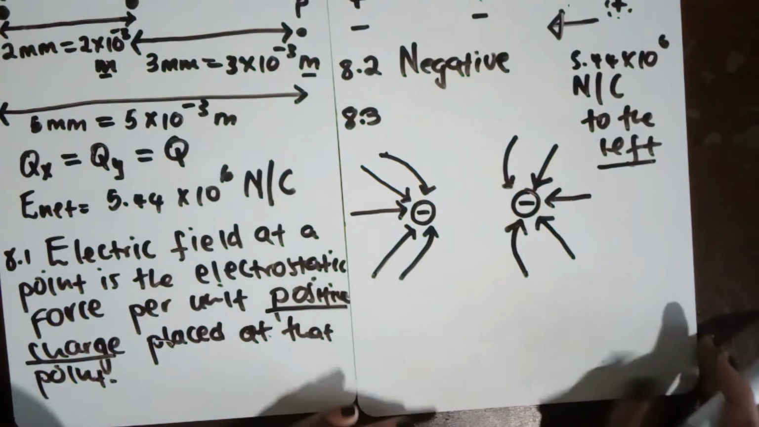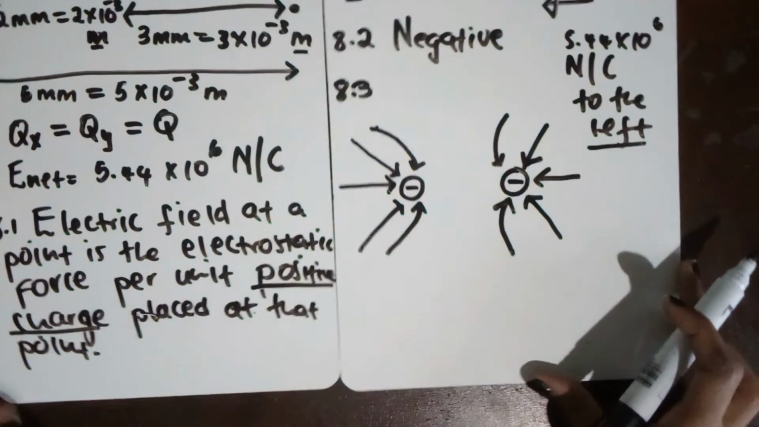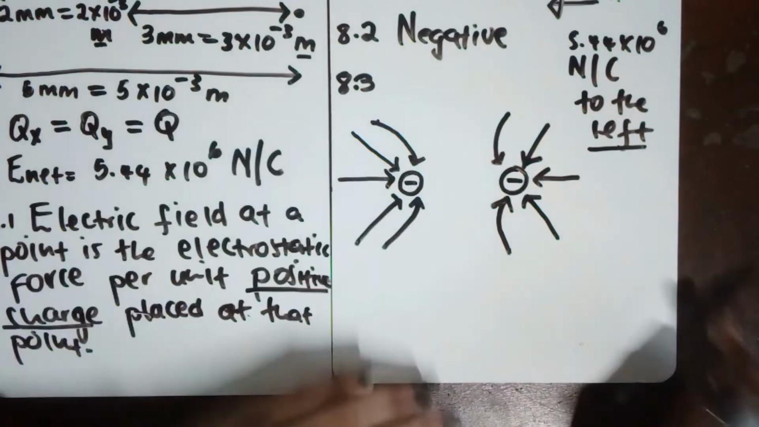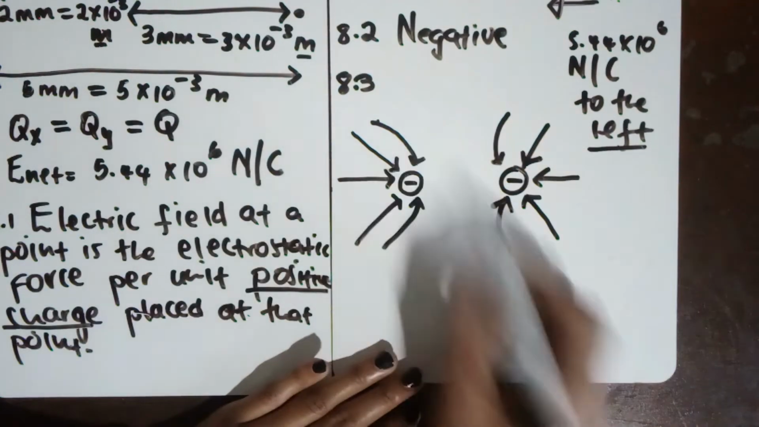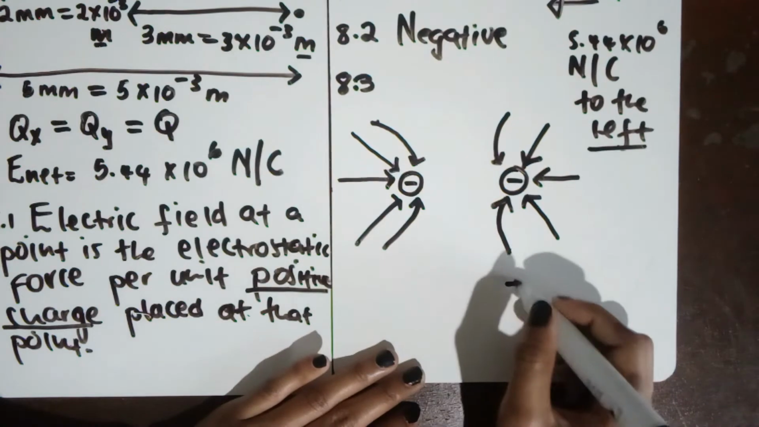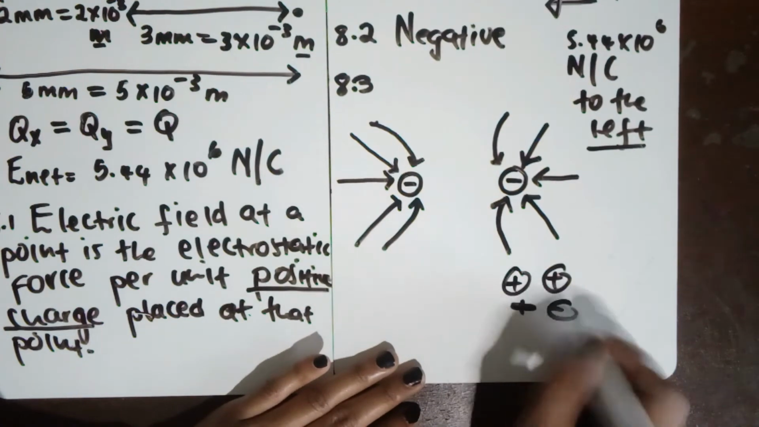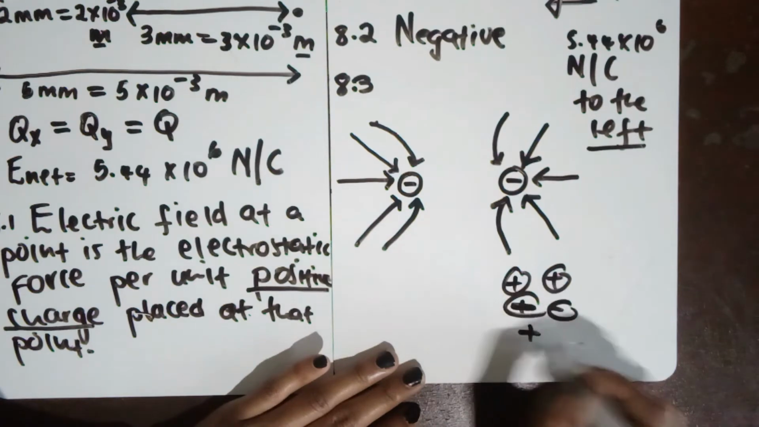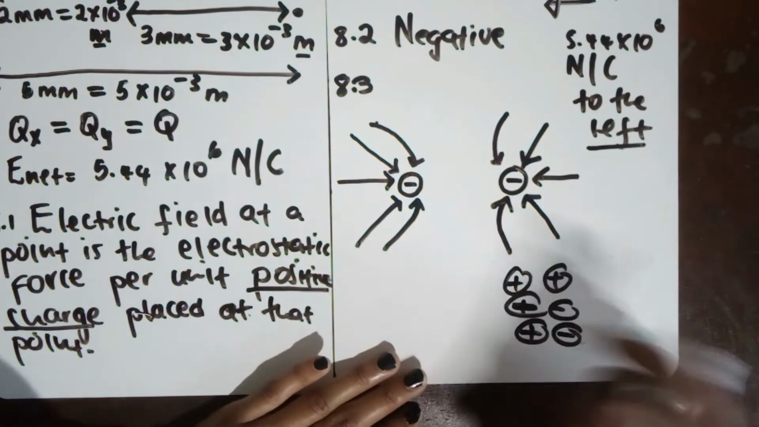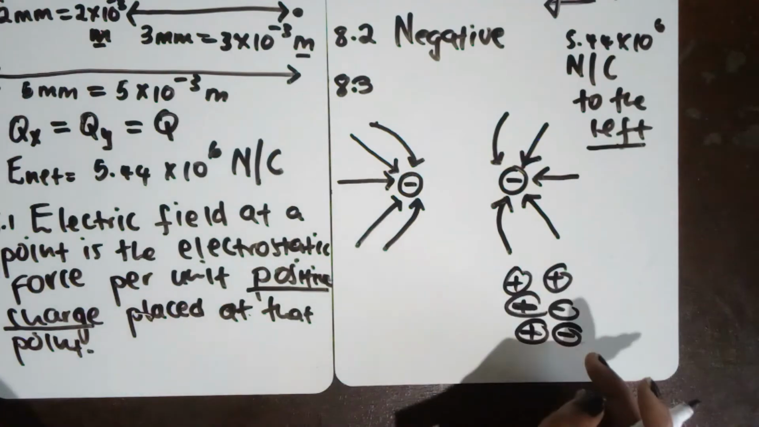Check in your books to see how you actually draw these two configurations. You have to be able to draw these electric field patterns for charges that are both positive, charges that are both negative, and charges that are positive and negative. So make sure you check in your book how to actually go about doing that.